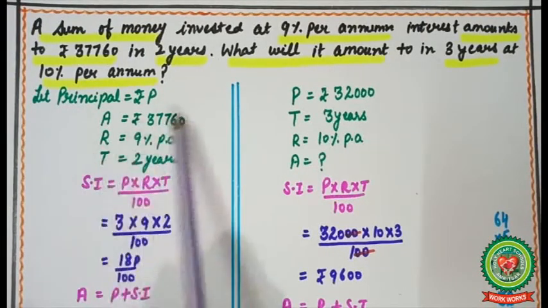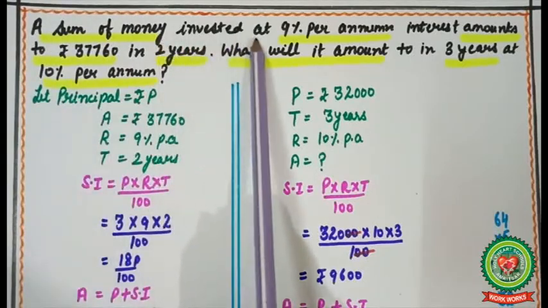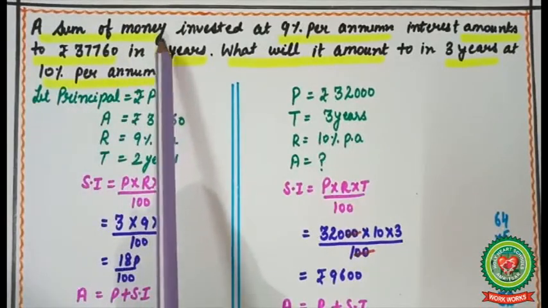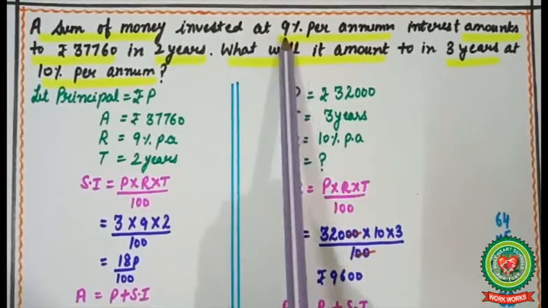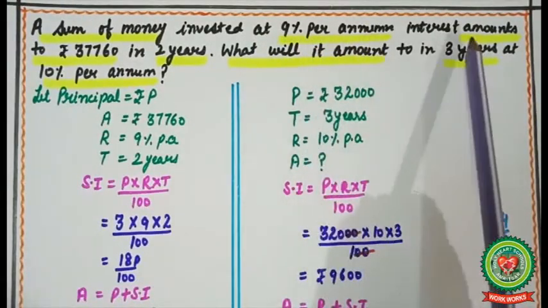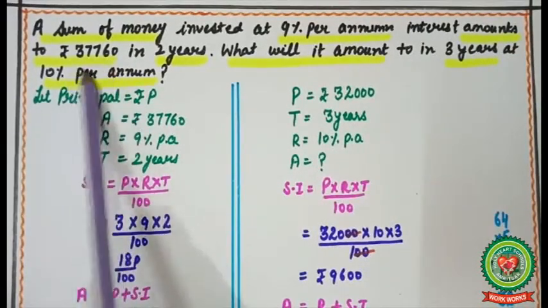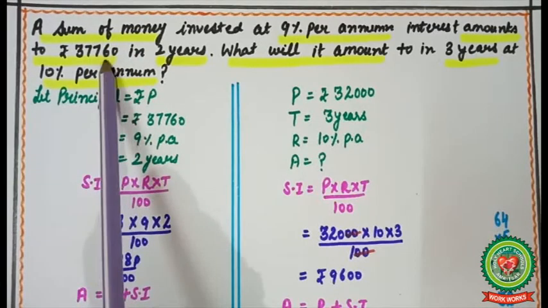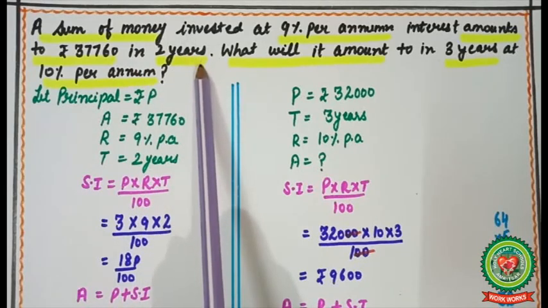Here, a sum of money invested at 9% per annum. Sum of money means what? It means principal, right? Invested at 9% per annum, 9% means this is the rate. Interest amounts to rupees 37,760, that is the amount, in 2 years. That means it is given to us as the time.